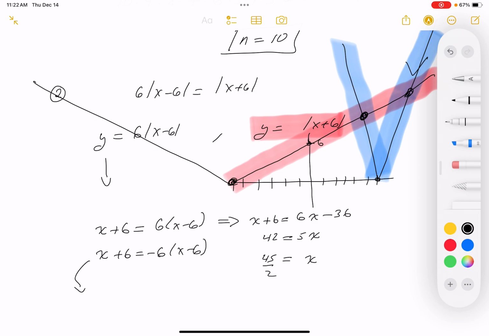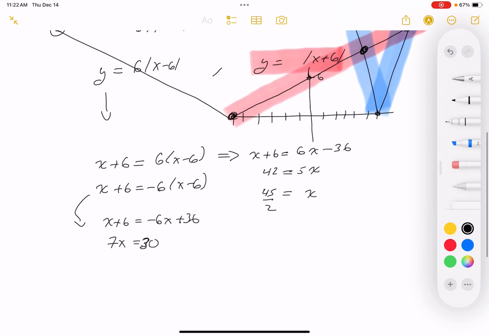Let's do this one now. What do you get over here? x plus 6 equals minus 6x plus 36. Well, I'm going to add 6x to both sides. That's 7x. And subtract 6, that's 30. And what do you get there? You get x equals 30 over 7.